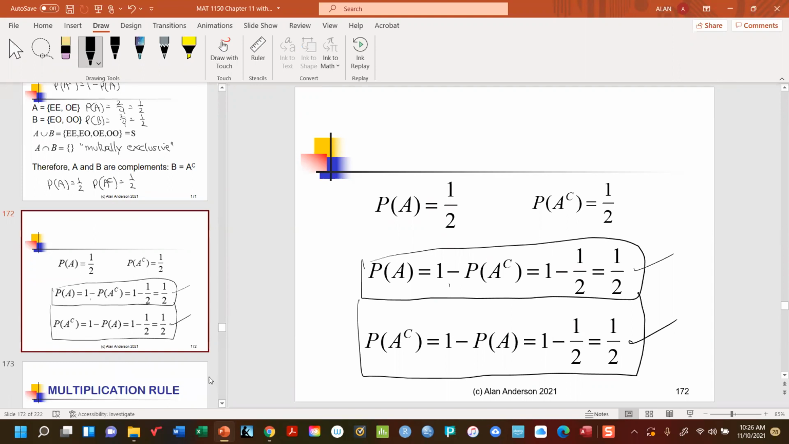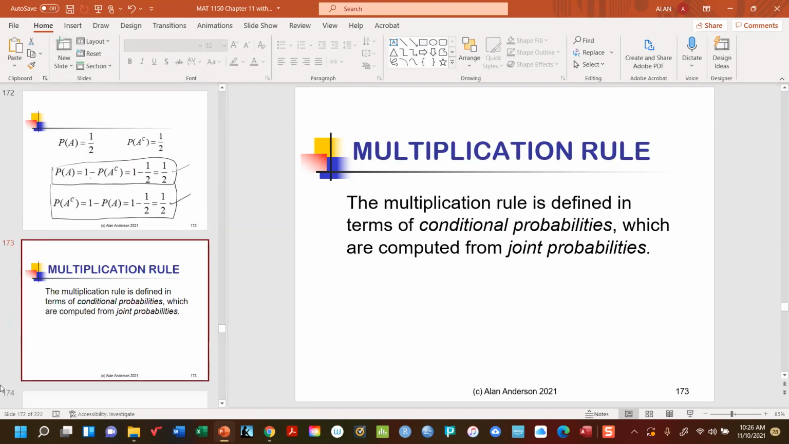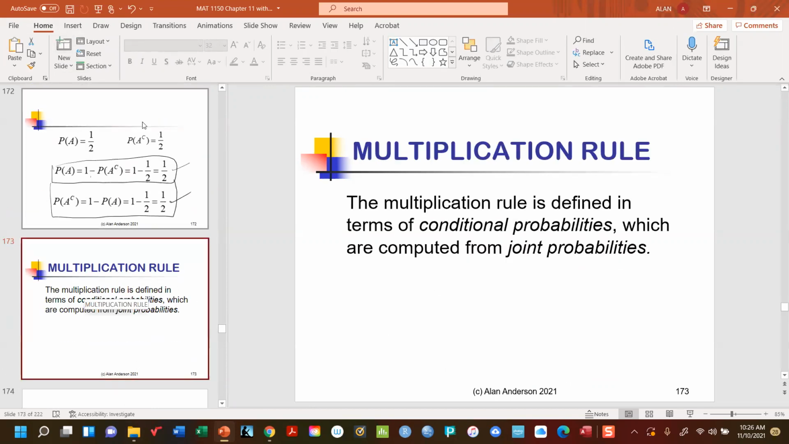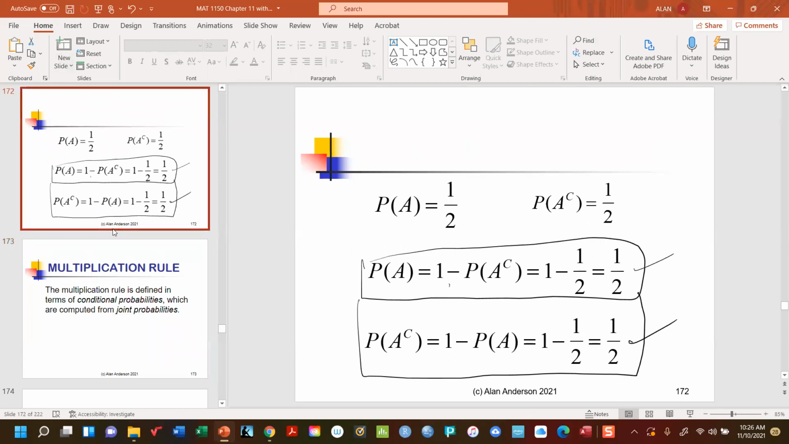All right, now let's make up a new example here. Something completely different, something that doesn't involve dice. How about that? Let's try this.